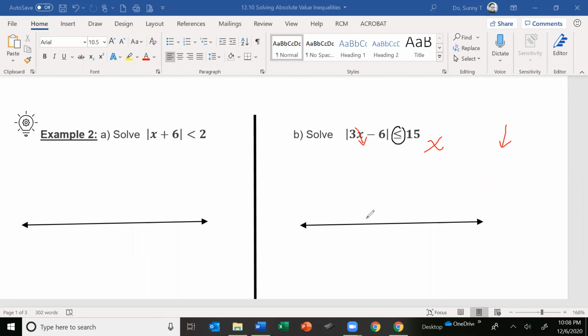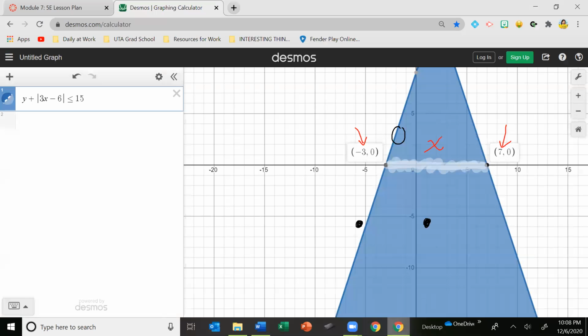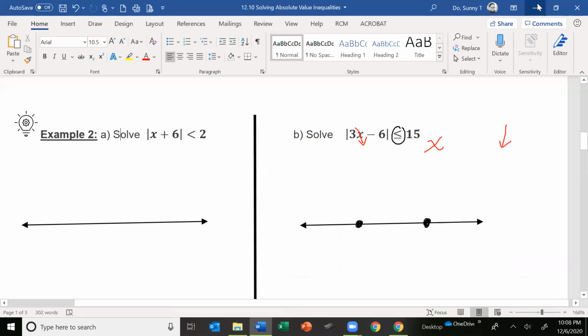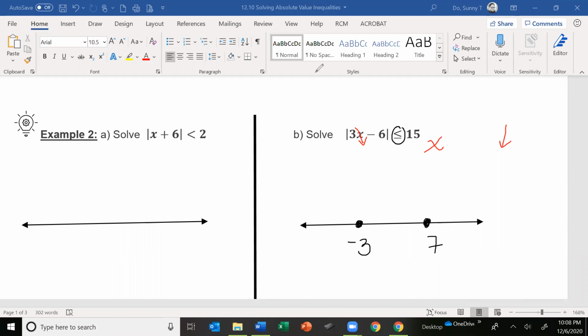The inequality sign is less than or equal, so we're going to be using closed dot, closed dot. The two numbers, of course, let me show you again. It looks like this. On the x-axis, the x-intercept or the 0 is -3. To the right is +7. So put -3 and +7 here. Because it's shaded in the middle, we are going to be also shaded in the middle.